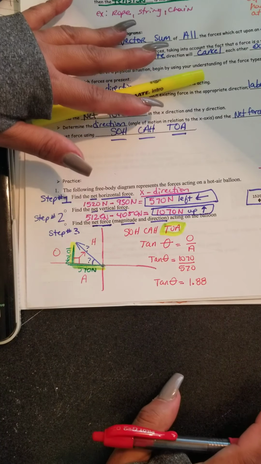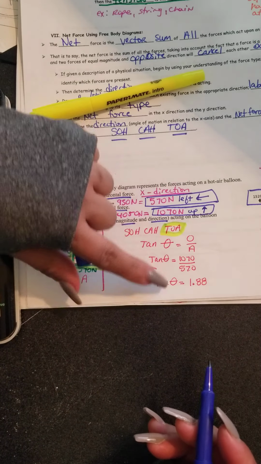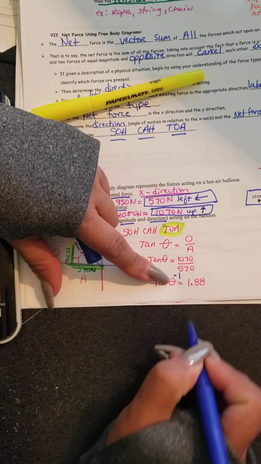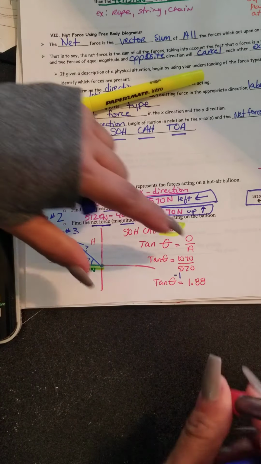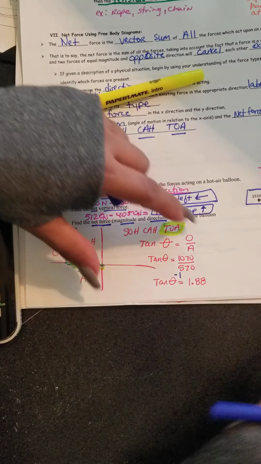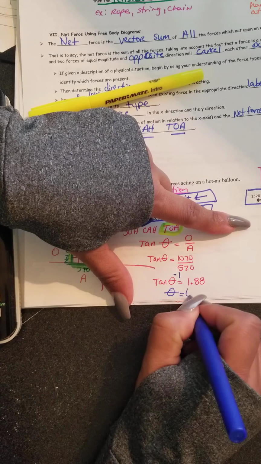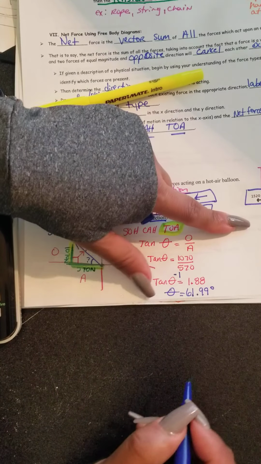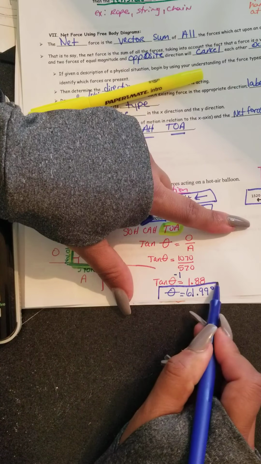Not my answer. Remember, like square and square root, we have to do the opposite. We're looking for this theta. We don't have it, so we do the opposite, which is the inverse. Remember that second key tan? And once you do that, you're going to find out that the theta equals 61.99 degrees. Okay, 61.99 degrees.